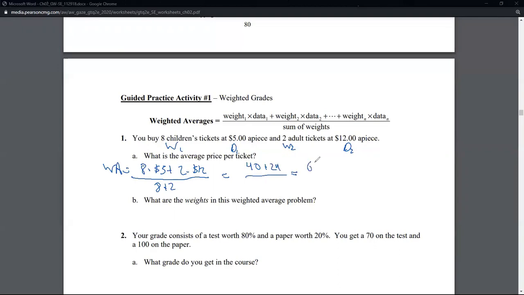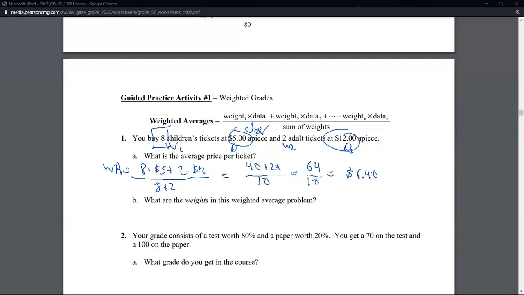The 40 plus the 24 is still going to be 64, but the bottom changes drastically to 10, and 64 divided by 10 is $6.40. And yes, that does make sense because this value is between the two different prices we're paying. $6.40 is between 5 and 12. In an extended, does it make sense? And I'll say yes, it does. We bought more children's tickets, so the average should be closer to the children tickets price.